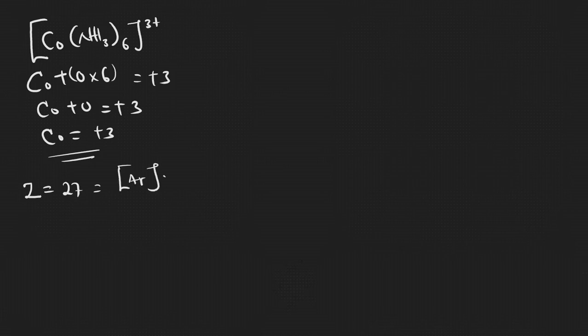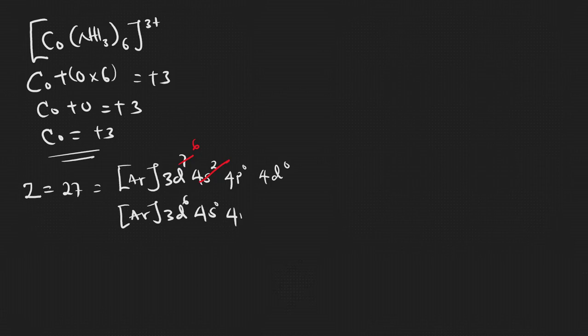Then we have 3d7, 4s2. Then we have 4p0 and 4d0. So removing the electrons, we're going to remove this and remove this, and 6 remains. So in this case, we're going to have 3d6, 4s0, 4p0 and 4d0.